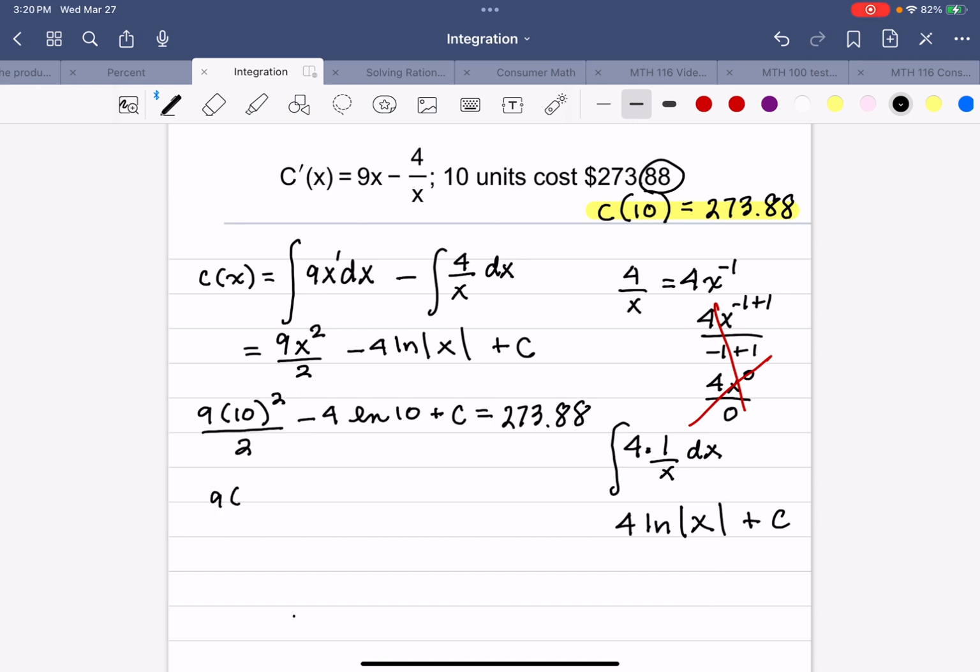So 9 times 100 divided by 2 minus, and I'll just get a decimal for this, 4 natural log of 10 using my calculator. 4 natural log of 10 is 9.2103. I'm going to go a couple of extra decimal points because I don't want to have a rounding error. So that's 900 divided by 2, which is 450, minus 9.2103 plus c equals 273.88.